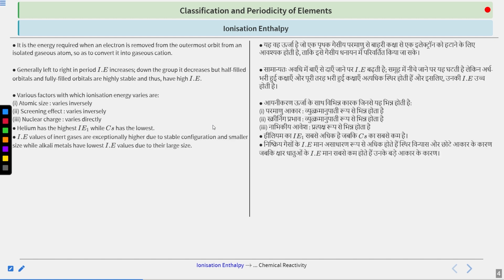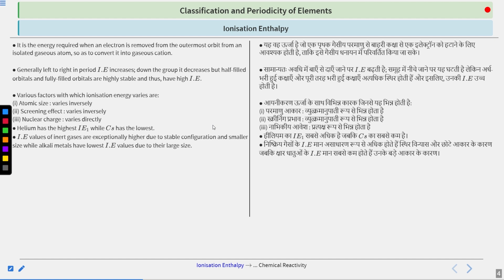Clear? Now next, ionization energy values of inert gases are exceptionally higher due to stable configuration and a smaller size, while alkali metals have the lowest ionization energy due to their large size. One more point: cesium has the lowest ionization energy. What is the reason behind it?